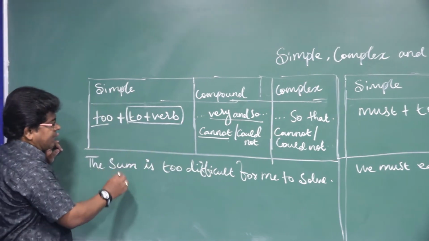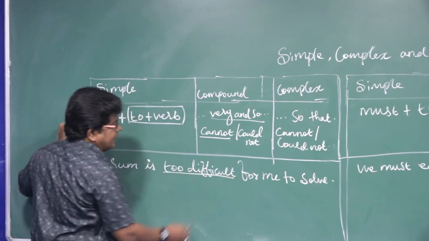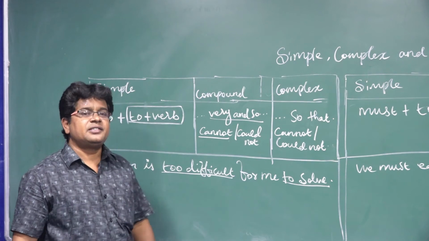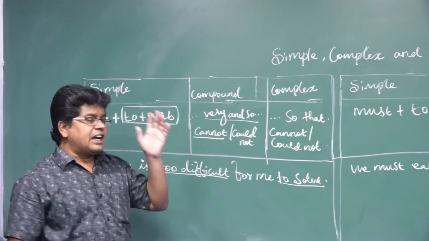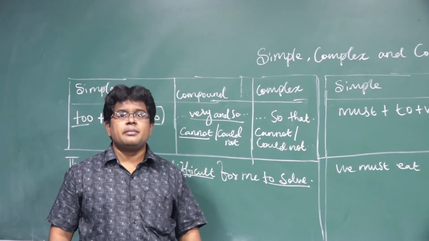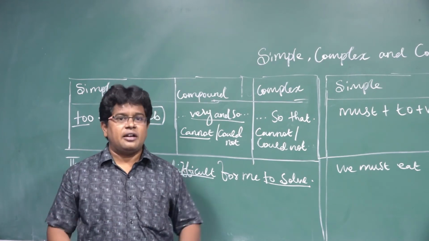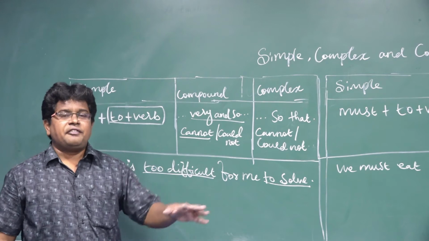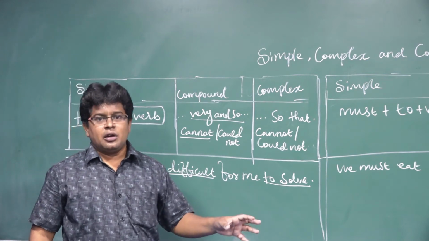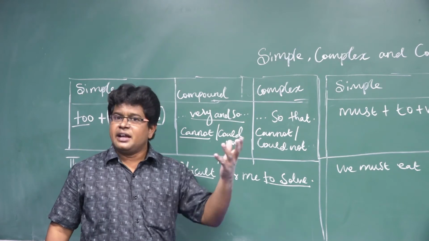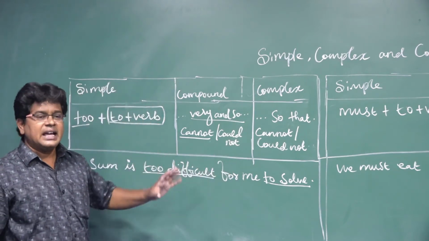See, the sum is too difficult for me to solve. What is the meaning of the sentence? The sum is difficult, I am not able to solve it. That is the meaning. Am I right? The coffee is too hot for me to drink. What is the meaning? The coffee is so hot that I cannot drink it. That is the meaning of the sentence.